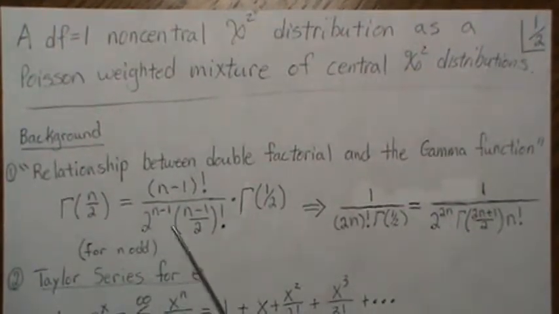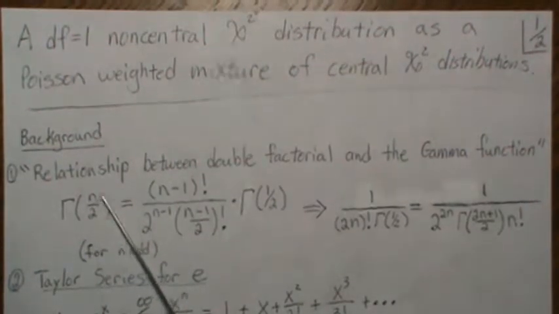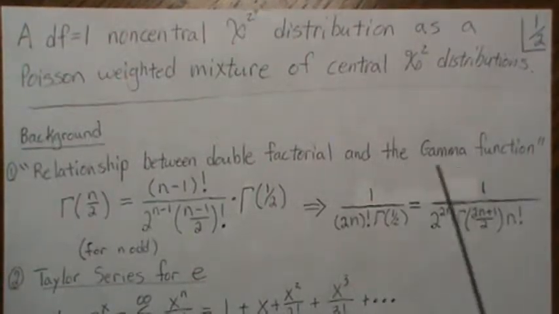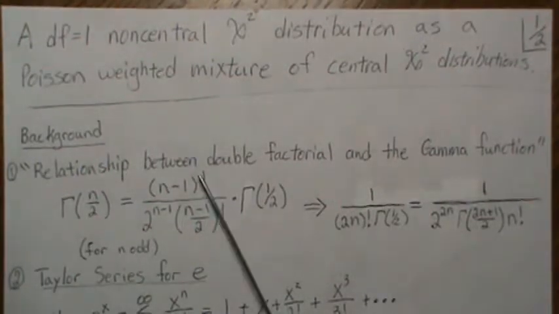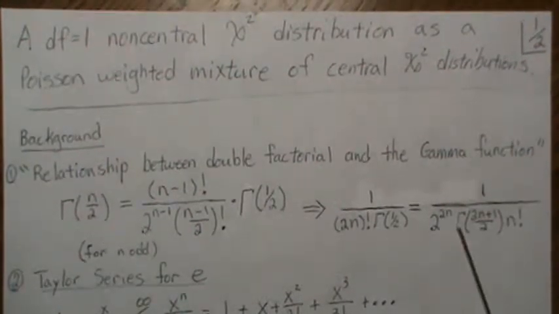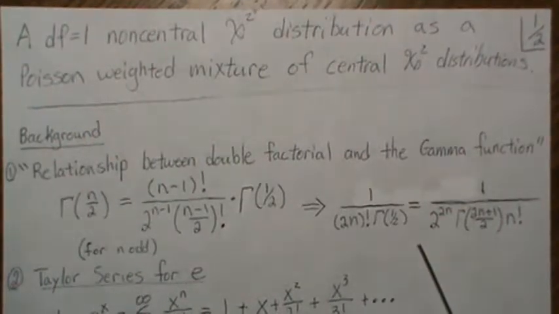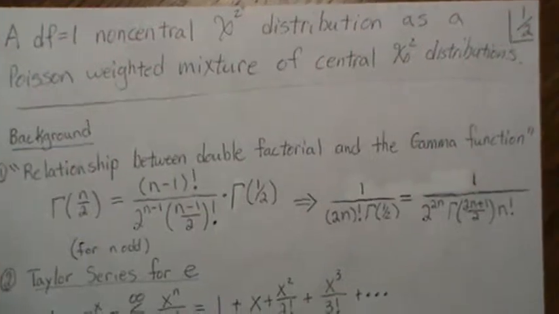Now, if we substitute 2n plus 1 for n and then rearrange, we can write it like this, right? So this 1/2 comes down, this comes down, that goes, we can write it like this. And we're going to make use of this property on the second page. But this can be found in this video.